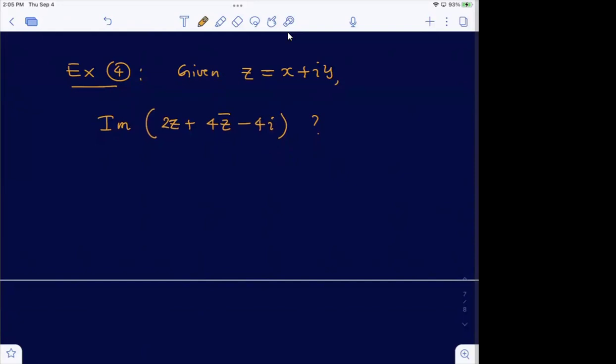If you want to do this, the first thing you need to do is simplify the number that's sitting inside. So when you consider 2z, it's going to be 2x plus 2yi. If you want, you can write i at the end. And then 4 z bar, and don't forget z bar is x minus iy. So 4 times x minus 4yi, minus 4i.